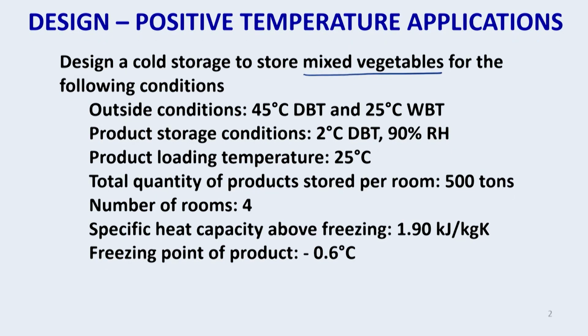So, the conditions given are: outside condition is 45 degrees centigrade dry bulb and 25 degrees centigrade wet bulb. Product storage condition is 2 degrees centigrade dry bulb, 90% RH. Product loading temperature is 25. Total quantity of product stored per room is 500 tons. Number of rooms is 4. So, the total quantity of product is 500 into 4, 2000 tons. Specific heat above freezing is given. Freezing point of the product is minus 0.6 degrees centigrade.